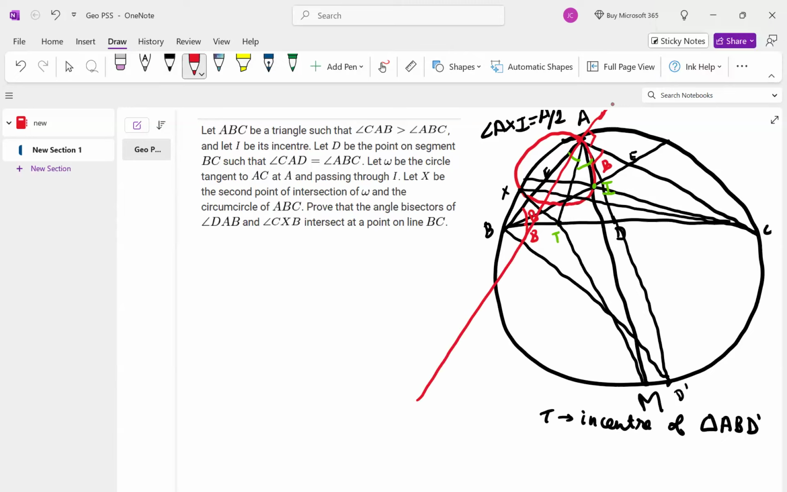Doesn't it also suffice to prove that MT into MX is equal to MB squared? Yeah, because of the lambda that you did, that would suffice. You could also just intersect MT with the circumcircle at X and prove the angle condition about X. That would also work. So then you would directly get the ratios.